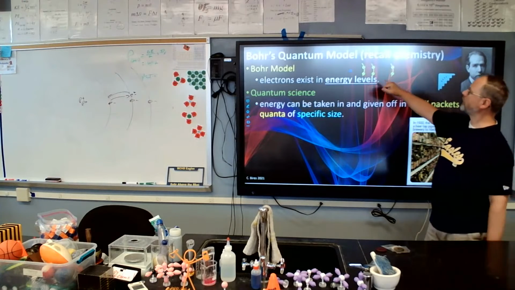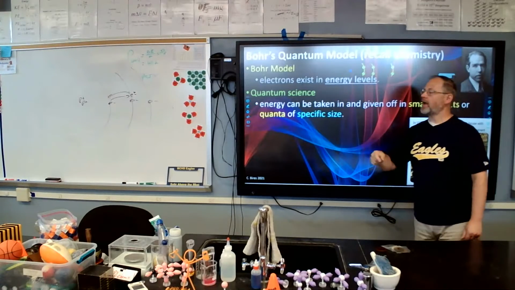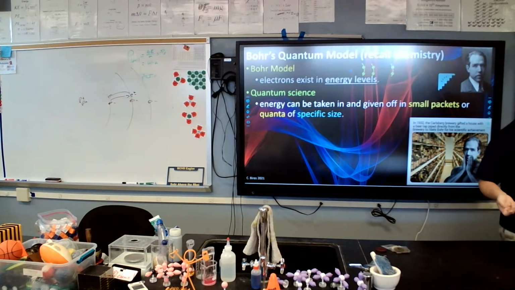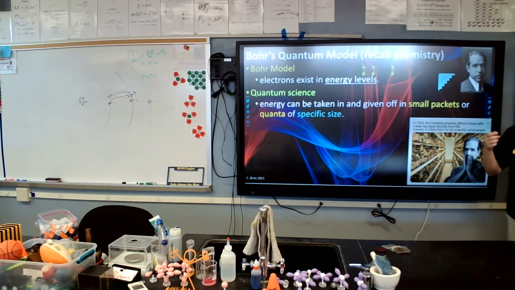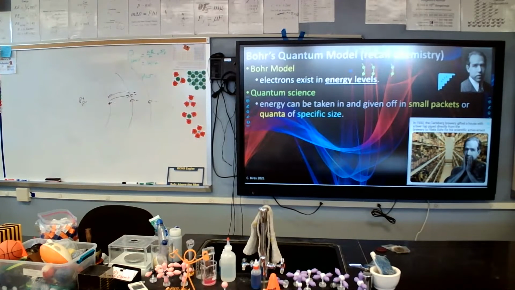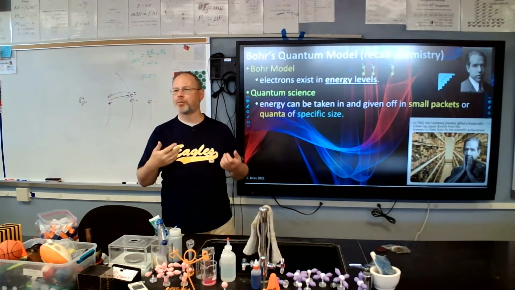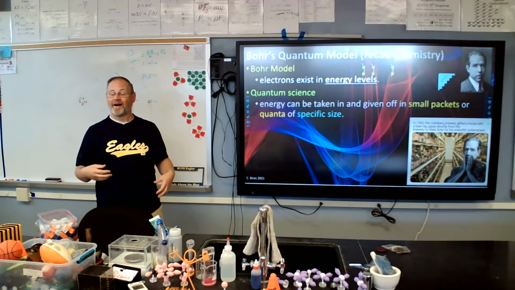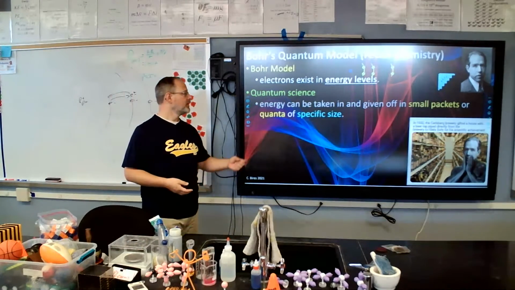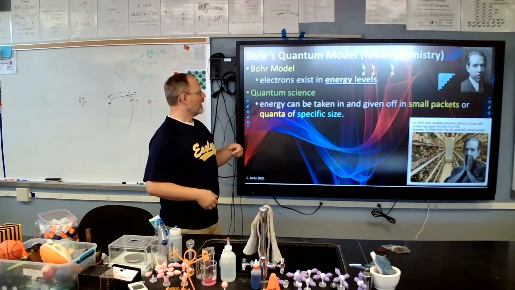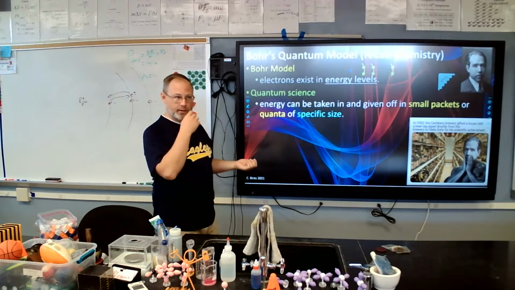So remember, electrons exist in levels. We talked about this, and a quanta, like I said at the beginning of the period, is a packet of energy of a specific size. By the way, quanta is singular, quantum is plural. Fun fact. Actually, back up. Quanta is multiple, quantum is singular. Data is multiple pieces of data. A datum is a single item. So a quantum is a single thing, and a quanta is a whole bunch of things.